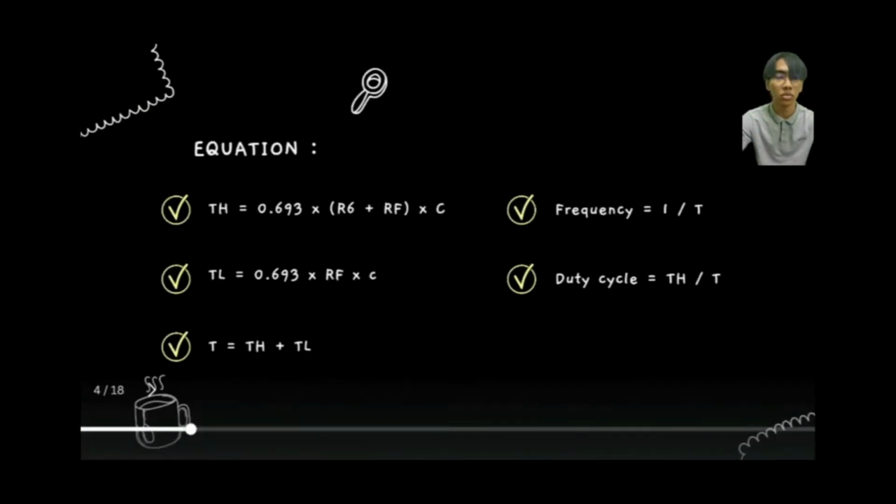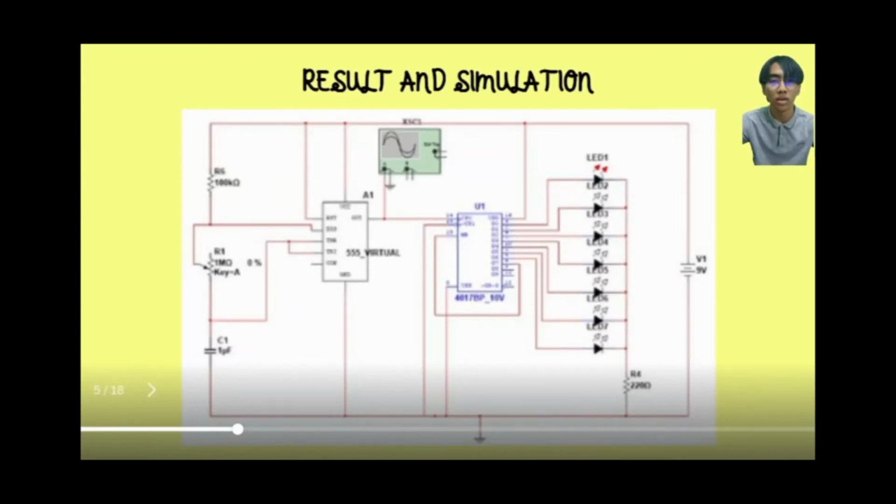In this task 2, we use 5 quantities, that is TH, TL, T, where T is the total time taken, then frequency and duty cycle. Next, we move to the result and simulation.